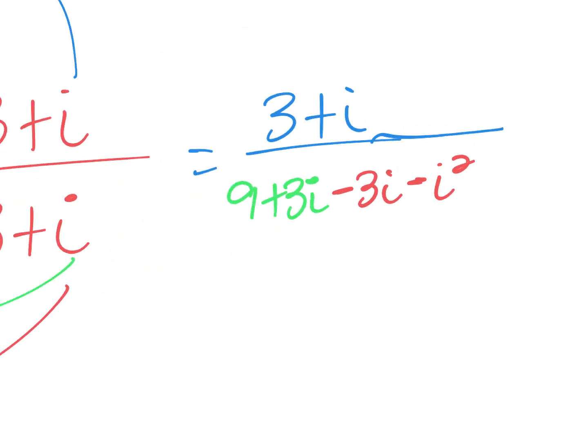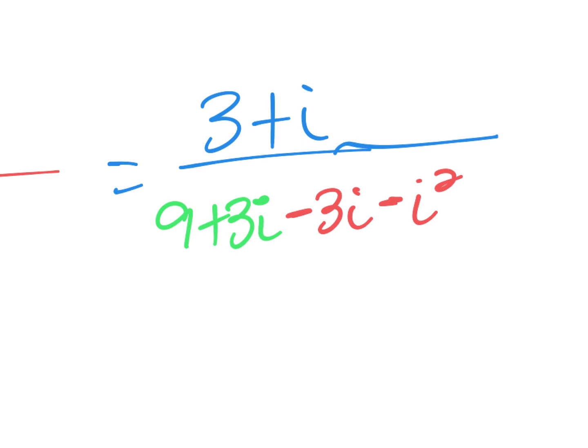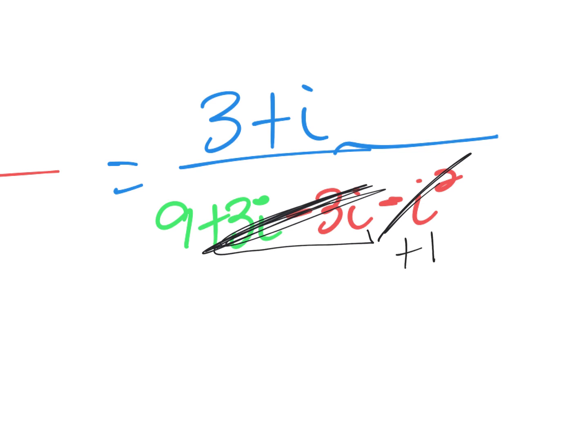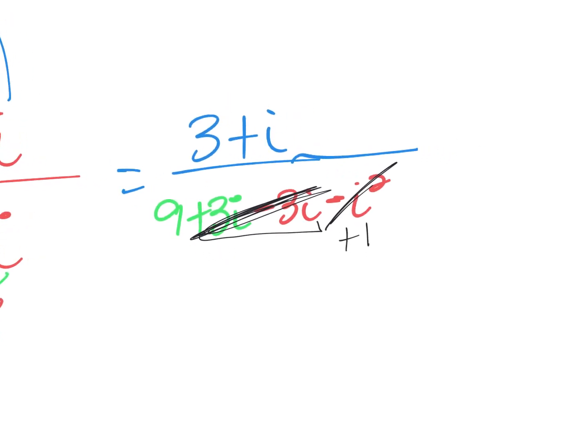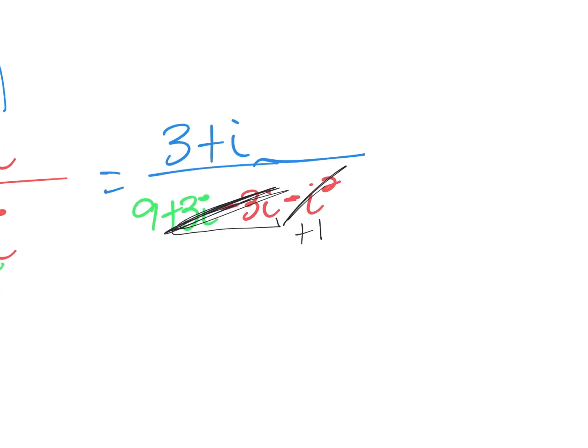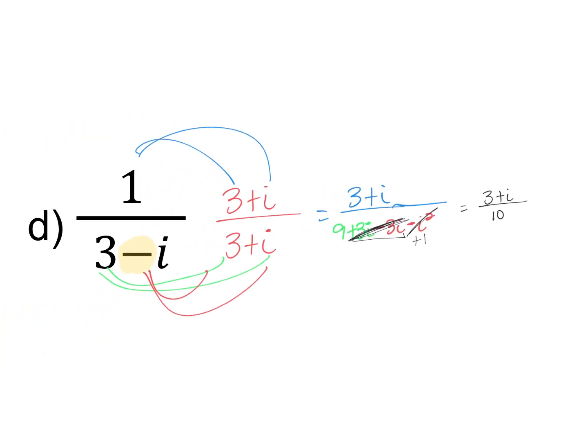Now, we're here. Look what happens. It's kind of cool. These two right here, positive 3i minus 3i, that cancels. Great. Negative i squared is the same thing as positive 1, right? So now I can put it all together. 3 plus i over 9 plus 1 would give you 10. Double check. Did I get rid of all of the i's in the denominator? Yes. So I'm finished.